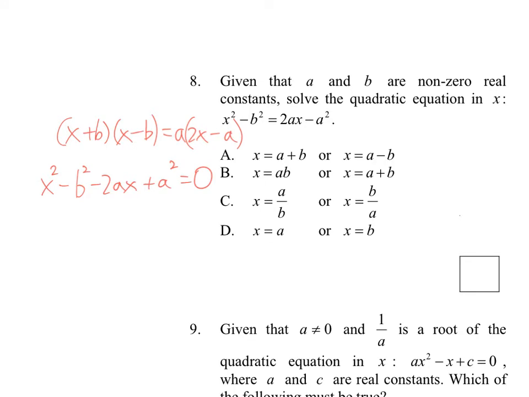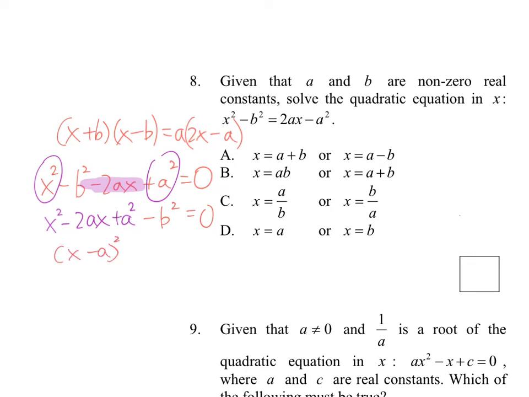Realize that this term is actually a cross term, negative 2ax. It must be grouped together with these two. So let's rearrange for a better observation, such that you realize this is a perfect square, followed by traditional factorization skills, and you will be able to get the answer A.